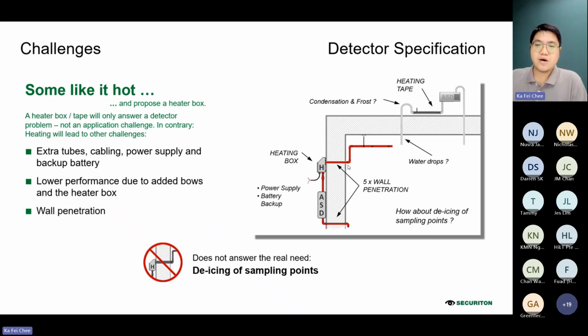So this only reduces the problem of the protection and freezing up of the ASD. You are missing out one of the most important things in this kind of installation, which is the sampling point. If you have ice formation clogging up all the sampling points, then no smoke particles inside the area will travel into the sampling point and back to the ASD. So this system is considered a failed system if you do not have a de-icing feature for the sampling point. This is a very serious problem.